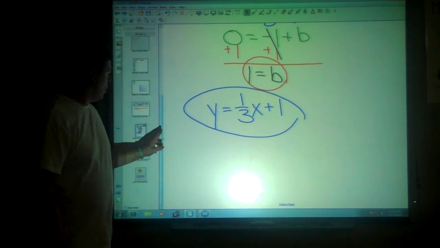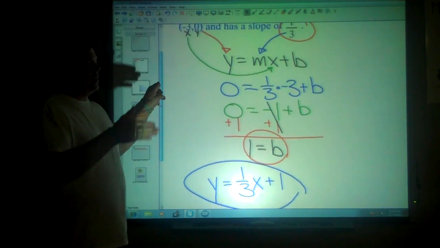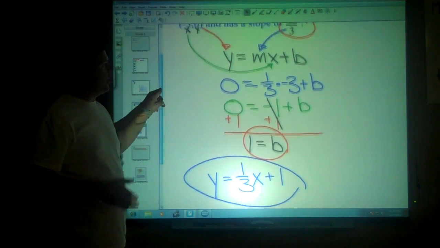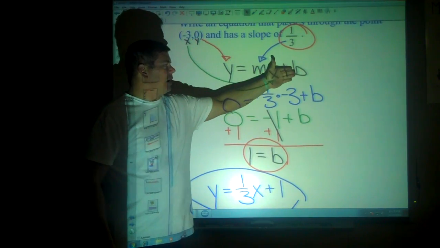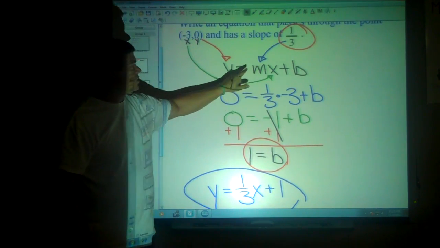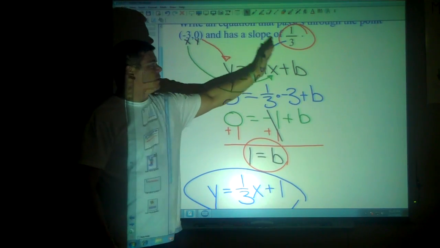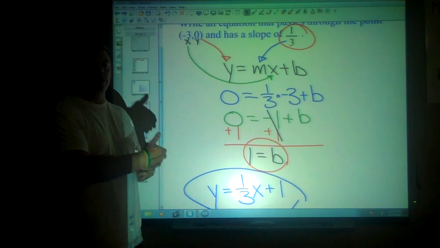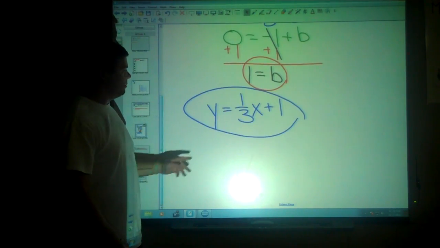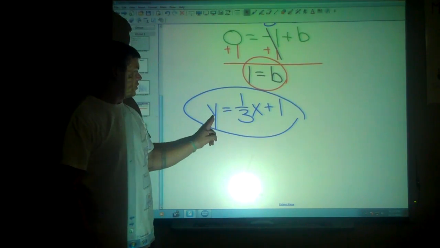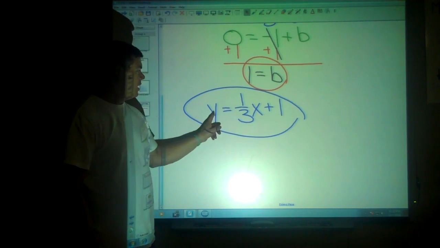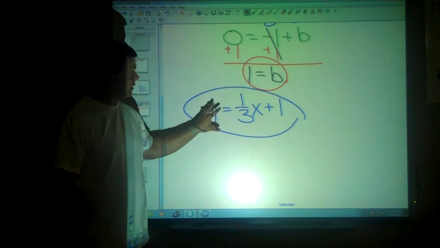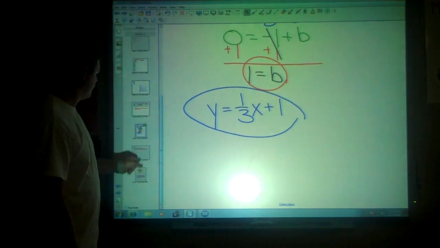Just like last night. The only difference between the assignment prior, the lesson prior, is before you were given this b value. Now you're given a coordinate to substitute in for x and y, and you figure out what the b value is. Then once you have the b value, it's exactly the same. You substitute in the m, you substitute in the b value, and you have your new equation. We don't want to have a finished product with anything in for x and y. We want a y equals mx plus b form.